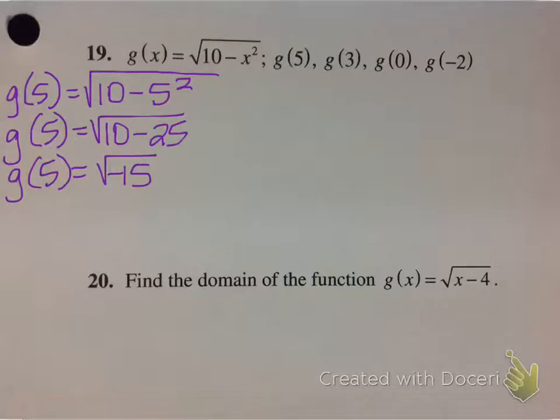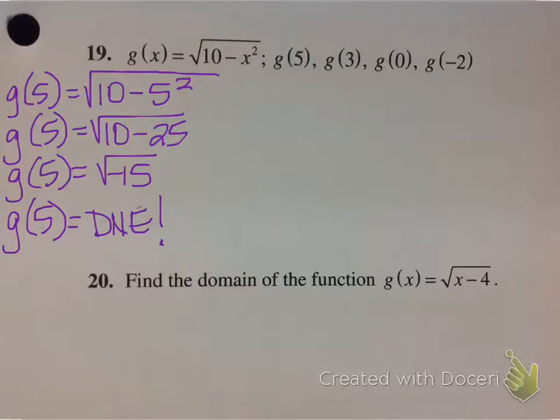And therefore we would say g of 5 does not exist or is not a real number, but does not exist as far as you know right now. We will talk about those types of numbers later on in the chapter.